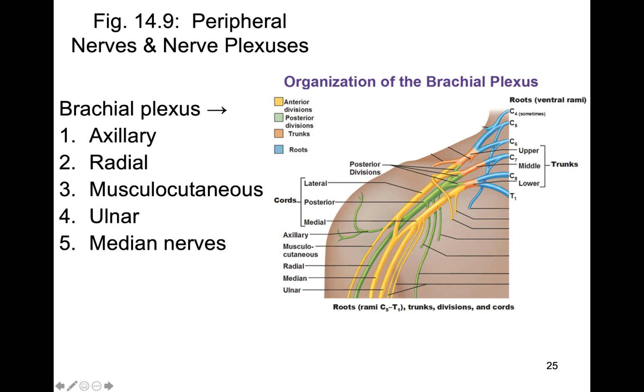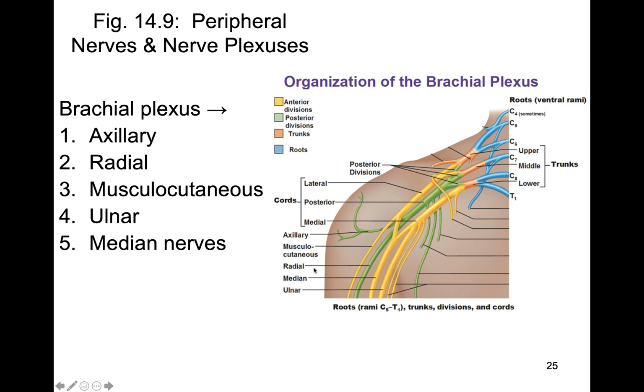And then we have 3 more. If we continue, the ulnar nerve is coming out of the other branch of the medial cord. And then we have 2 left, axillary and radial. If we look at this posterior cord, one of them is going to branch out, that's the axillary, and then the other one continues down, that's the radial.